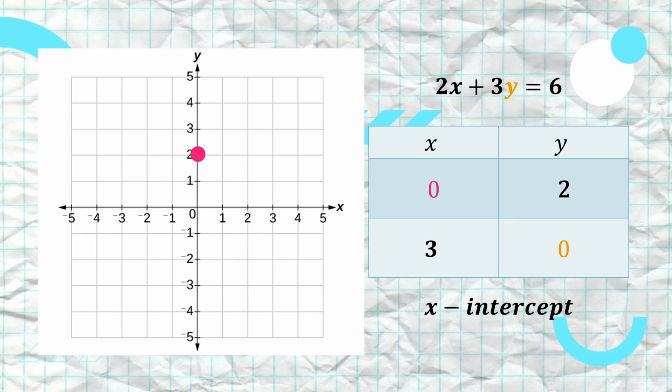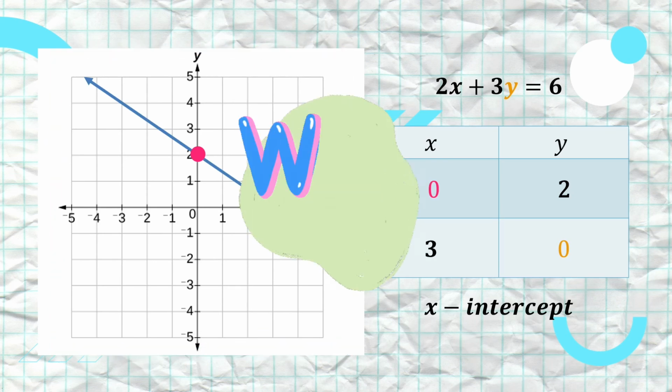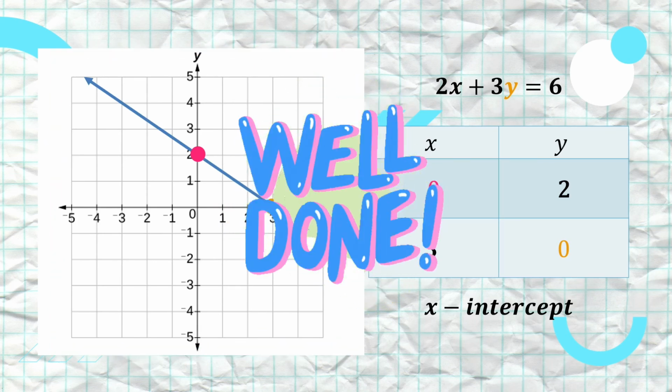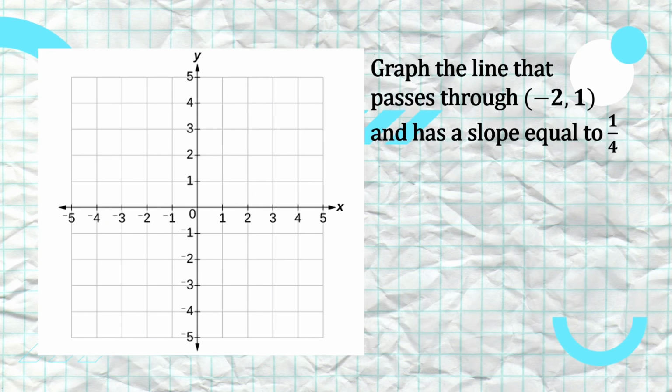To graph our second point, 3, 0, it's located right here. Lastly, draw a line passing through the 2 points and tada! You successfully graphed another line. I knew you can do it. Now, one last line to draw. You got this. Graph the line that passes through -2, 1 and has a slope equal to 1/4.